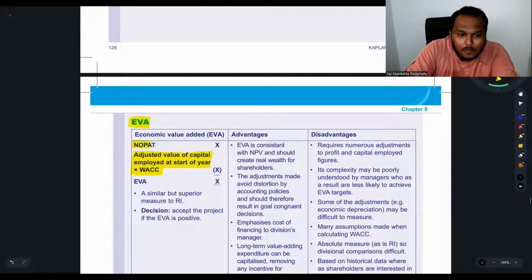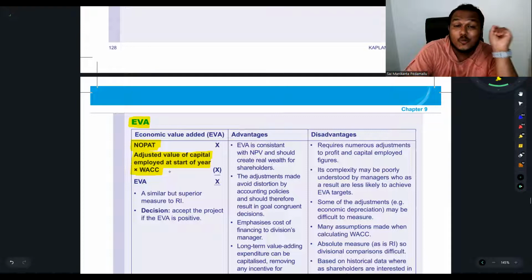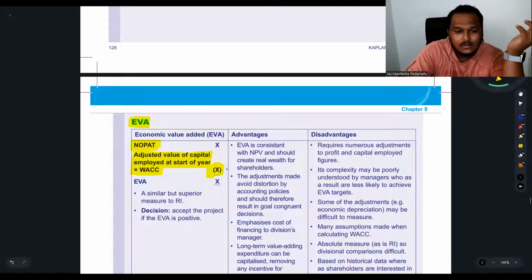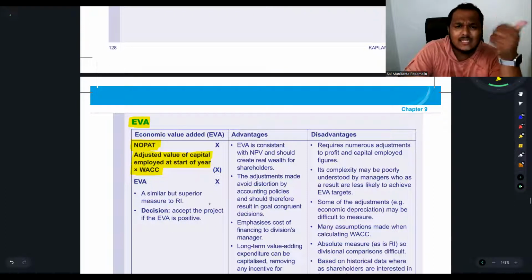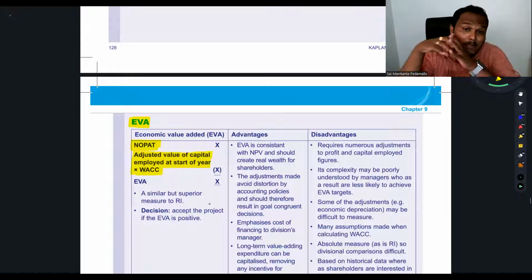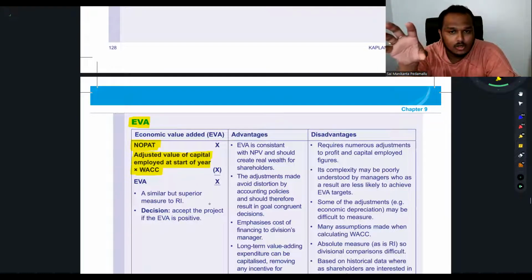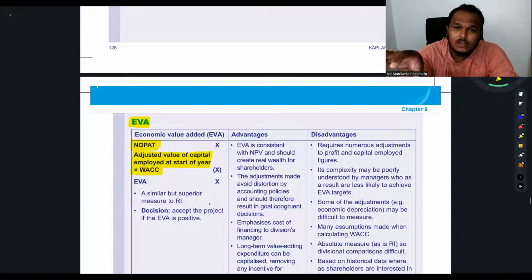So we take NOPAT. What is NOPAT? Your net operating profit after tax. This is not your book profit. This is an adjusted profit. And from that, you subtract the opening balance, or basically the adjusted capital employed at the beginning of the year, into the cost of capital. This will give you the minimum return to break even. Then you calculate the actual return on top, actual profit minus cost of capital. The difference is nothing but economic value added.